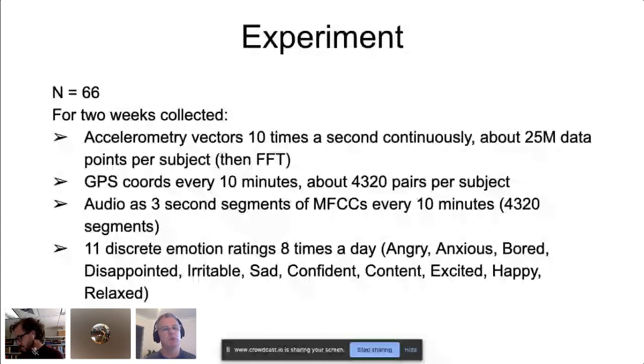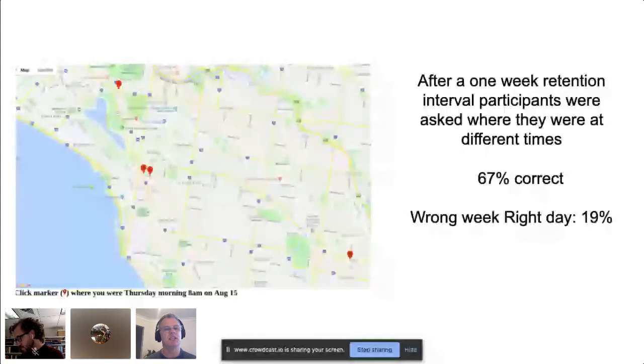After a week's retention interval, we brought them in and administered a test, and what we're interested in is their ability to remember where they were at a given time. So each trial gave them a map and a time. So in this case, it's Thursday morning, 8 a.m. on August 15th. And they were given 4 alternatives. All of the options were places that this particular person had been, but they had to choose which one they'd been at that particular time. And they were correct about 67% of the time, which of course means they were wrong about 1/3 of the time. So it's certainly the case that people are far from perfect when they try to answer these questions.